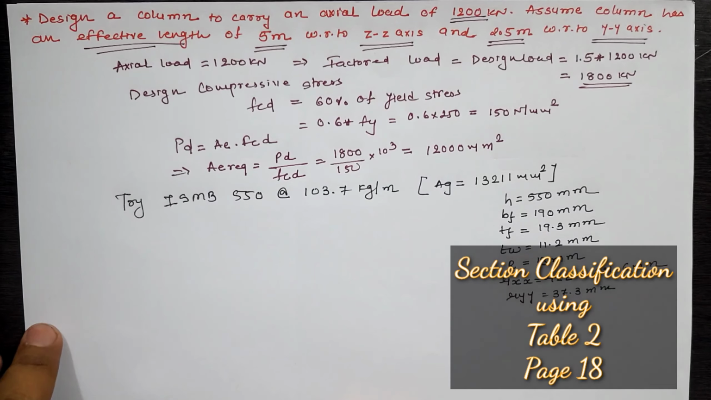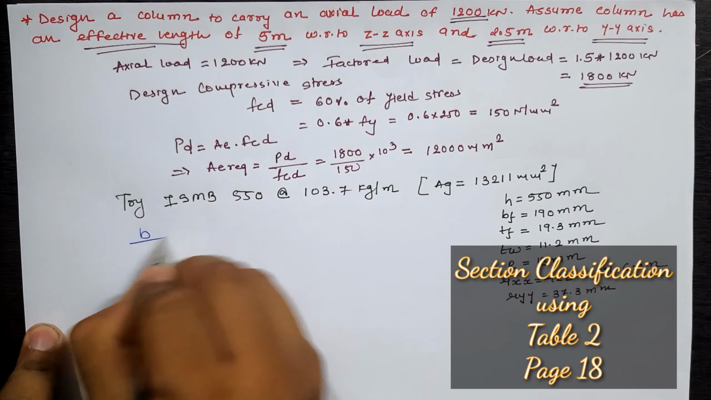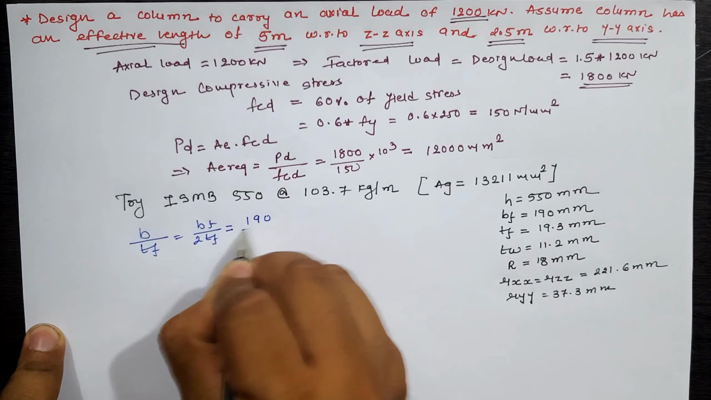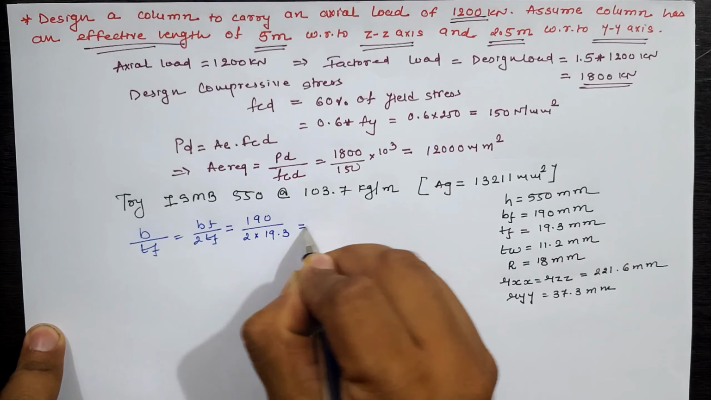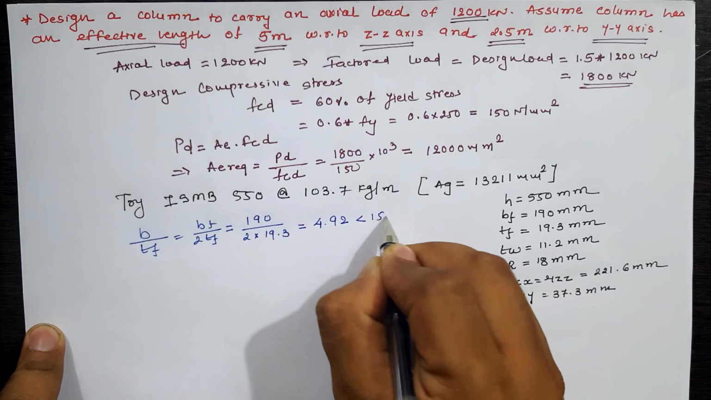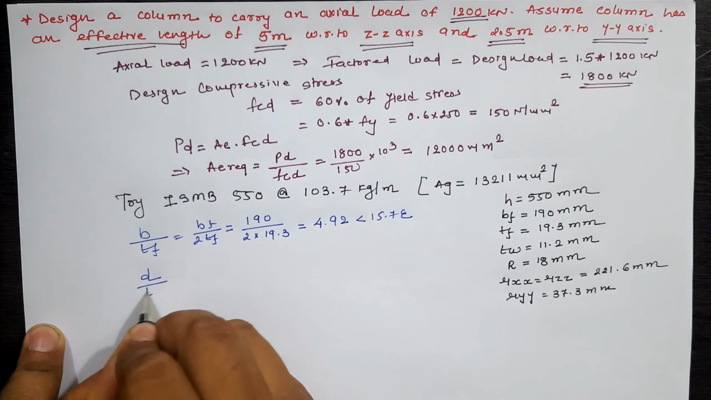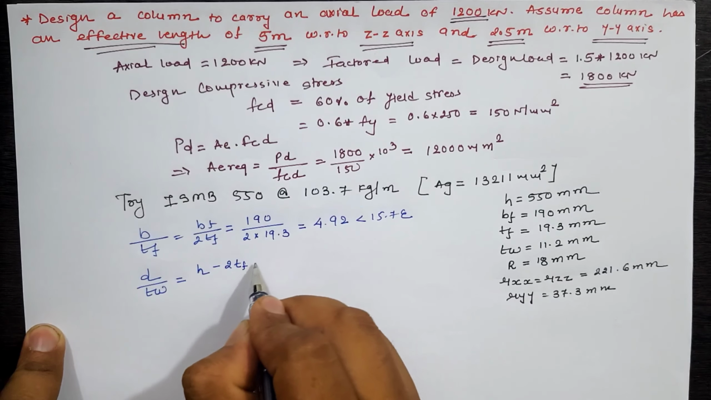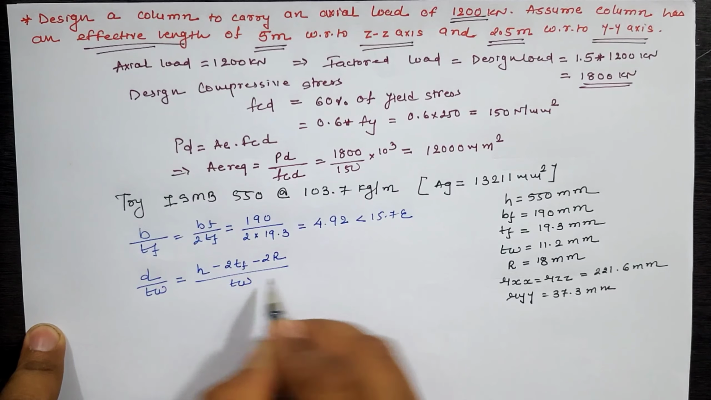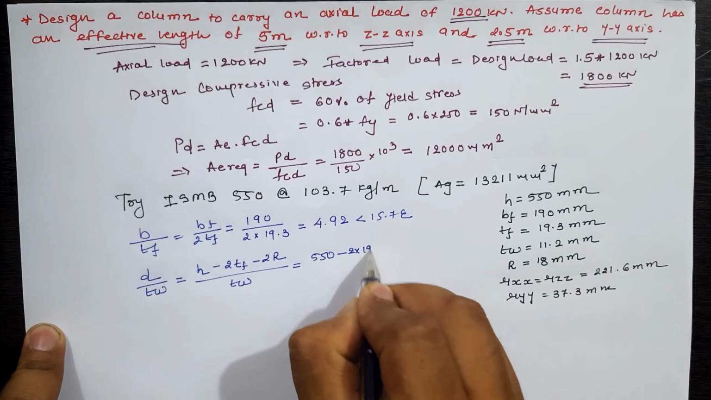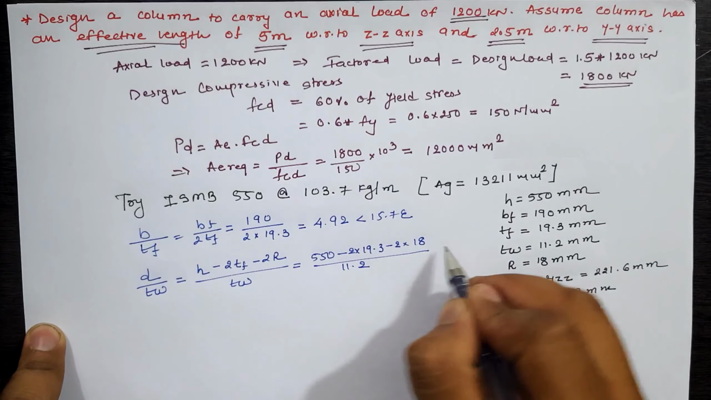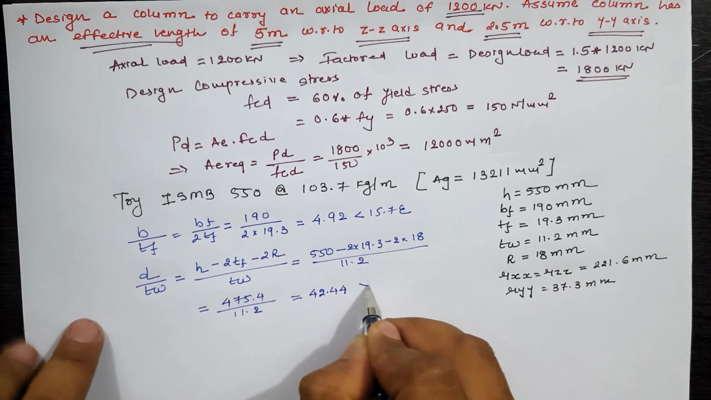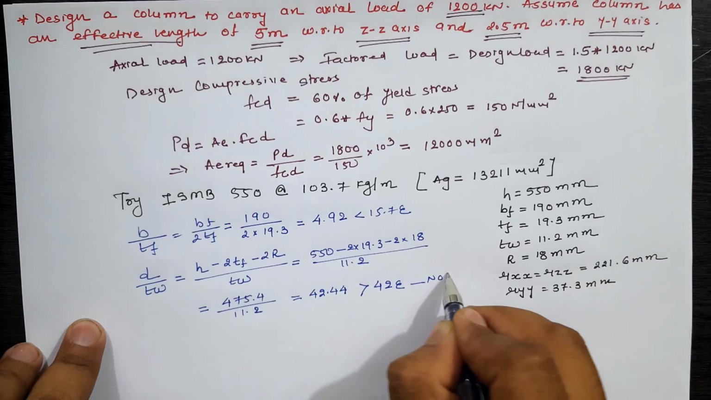Now let us go for the section classification for the effective area. So the first criterion is b by tf, which is less than 15.7 epsilon, and the second criterion is d by tw, which is equal to h minus 2 times the thickness of flange minus 2 times the root radius, divided by tw, is greater than 42 epsilon. It means it is not okay.